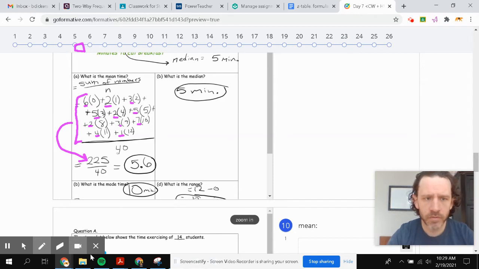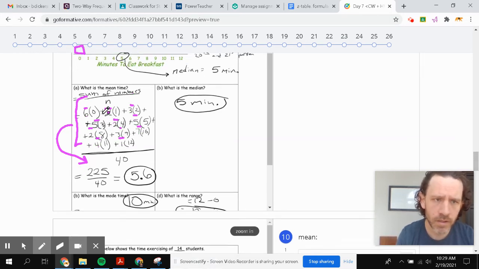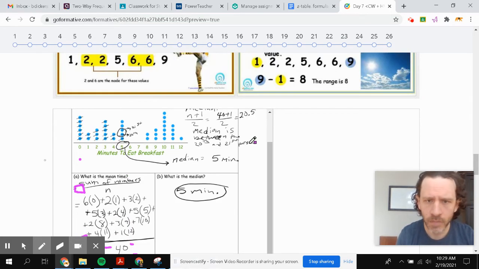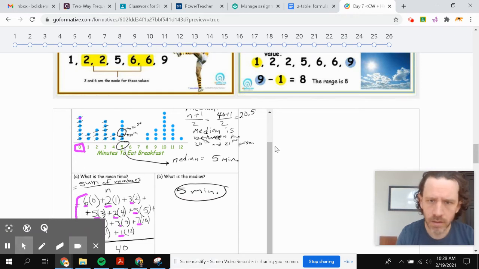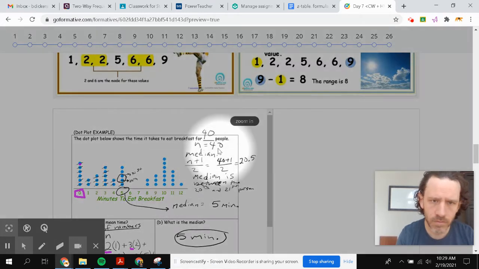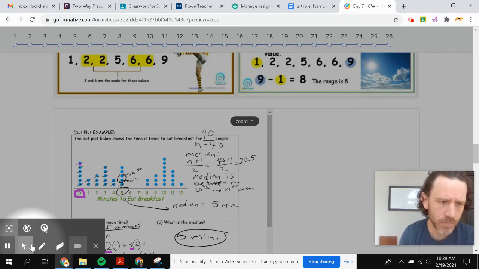And why am I dividing by 40? Well, if I counted up how many dots there were in this graph, there's 40 total dots, right? I could count the 6, the 2, the 3, the 5, the 2, that's how many there are. That's what the n is. And if I came back up here, the shortcut to that is shown here: how many total people there are. They told me that there's 40. So that tells me I'm ready to go with 40 being the denominator for finding the mean.